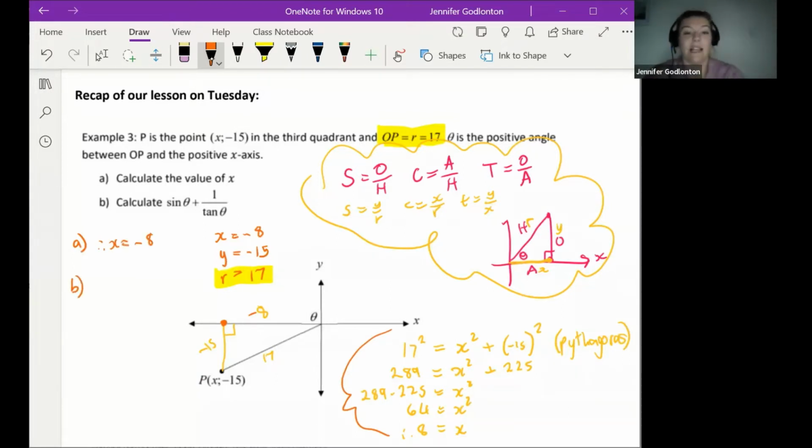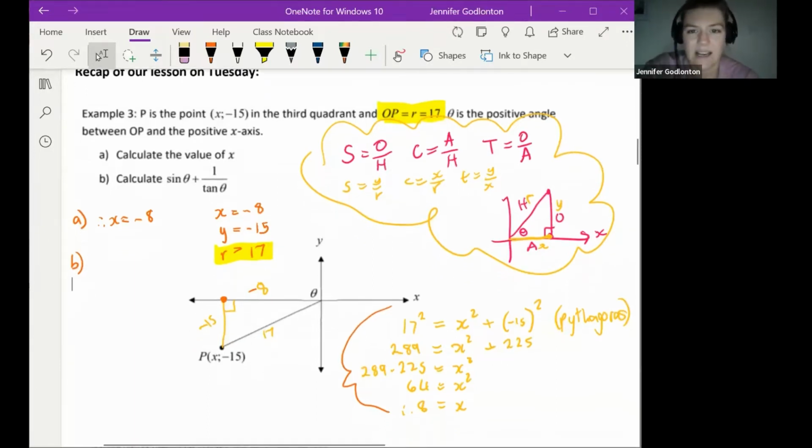B. Now B, I would like everyone to try by themselves. Give B a try. Try and channel what we spoke about on Tuesday. See if you can figure out what B is going to be. And you can use your calculators. You don't need to do anything fancy with fractions. Use those calculators, help you find your way. And let's see how it goes.